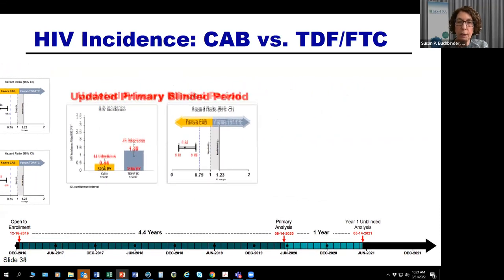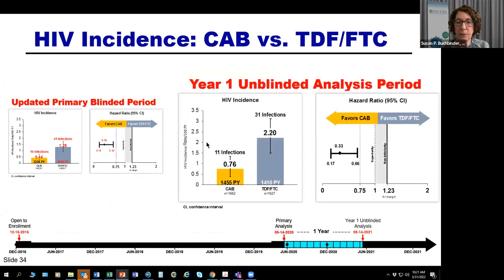And then when we look at the 1 year unblinded analysis period, you can see that there were 11 infections in the cabotegravir arm, 31 infections in the TDF-FTC arm, again, about a 67% reduction in the risk of new infections. And what is interesting is that this rate of infection was about 1.5 times the rate of infection that was seen in the blinded period.